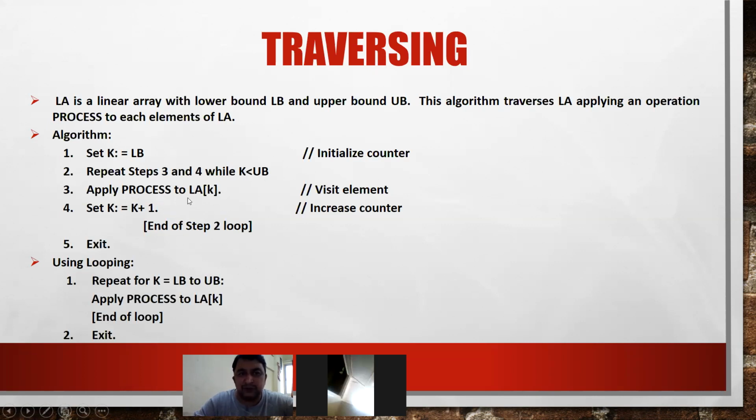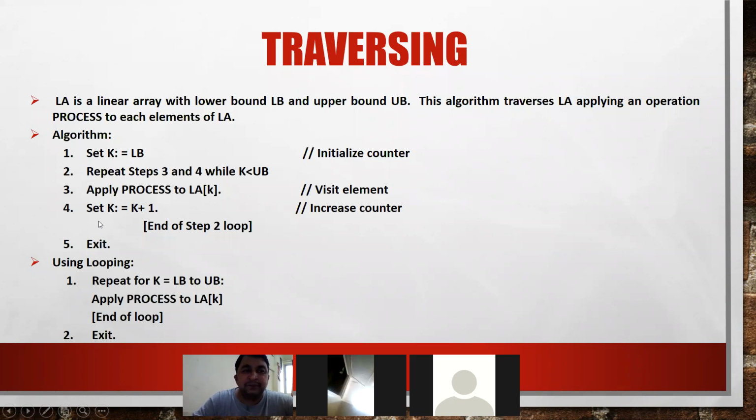Apply process to LA of K. Here, the important keyword is process, right? Process means any process you are applying to that particular element, right? So it is just traversing. I am not going to explain which operation I'm going to do. What does it mean? Traversing, right? We are applying the process to LA of K, linear array of K.